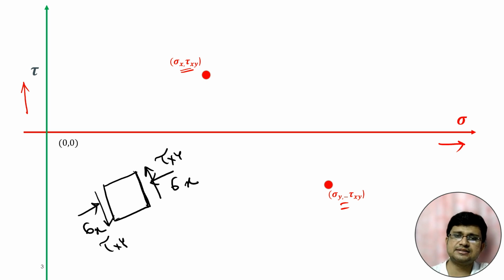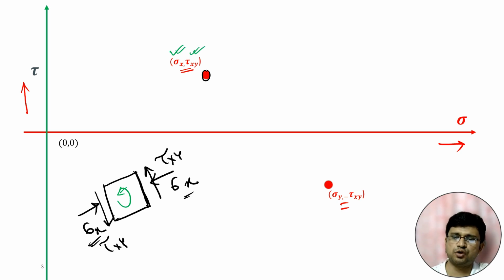Now for this point, this is sigma x, tau xy. Sigma x is obviously positive, because for this type of problem we are saying that compressive stress will be positive. And tau xy is creating some anti-clockwise moment. This type of shear stress will create anti-clockwise rotation, and anti-clockwise moment will be positive. So this point is sigma x, tau xy.